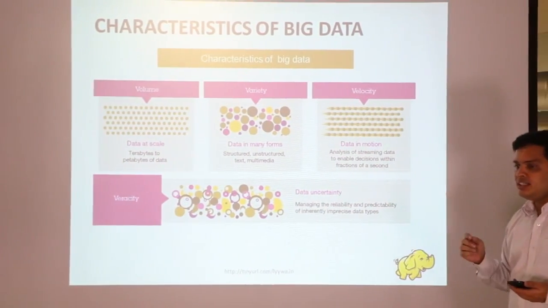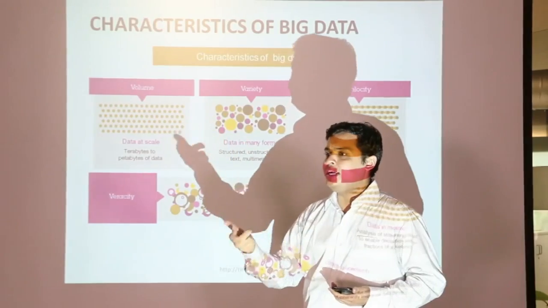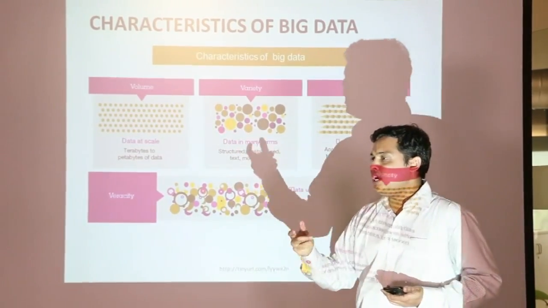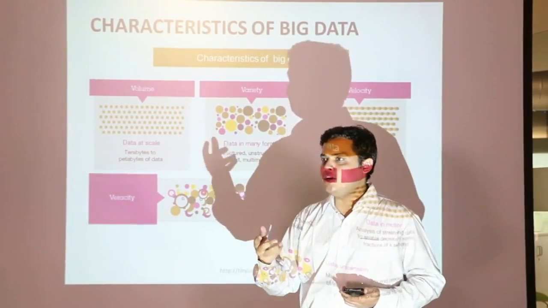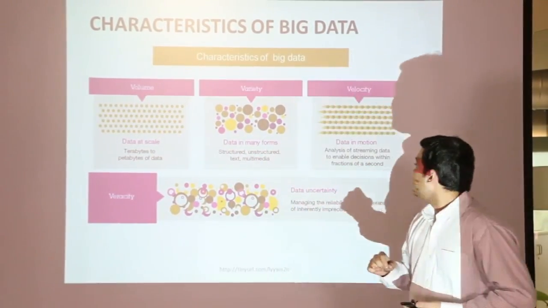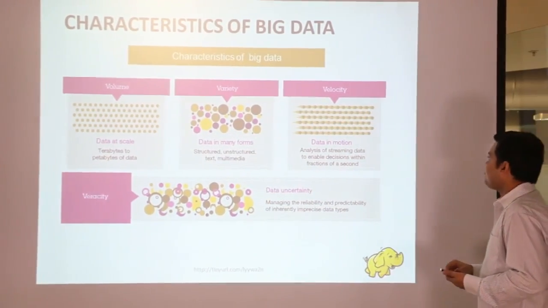Second one is variety. Variety can be transaction data, a data feed, a tweet, a Facebook post, anything, or sensor data or machine-to-machine data. Basically structured, unstructured, text, multimedia, all those things are variety.